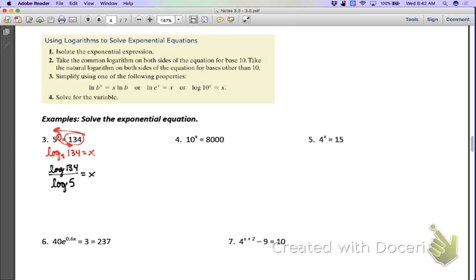So log of 134, don't forget to close the parentheses, divided by log of 5 is about 3.043. It's going to go about 3 decimal places.